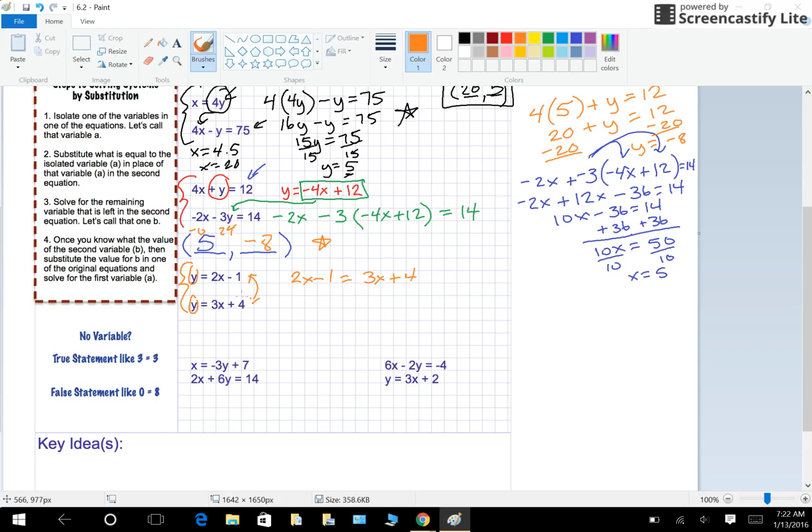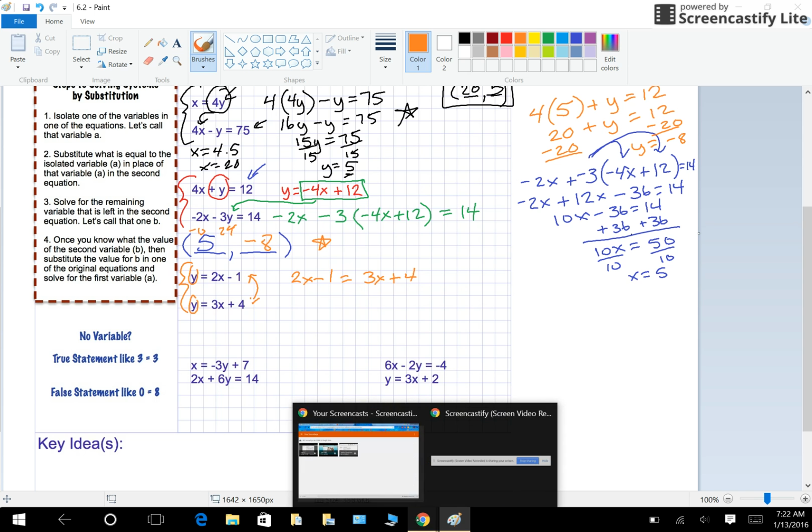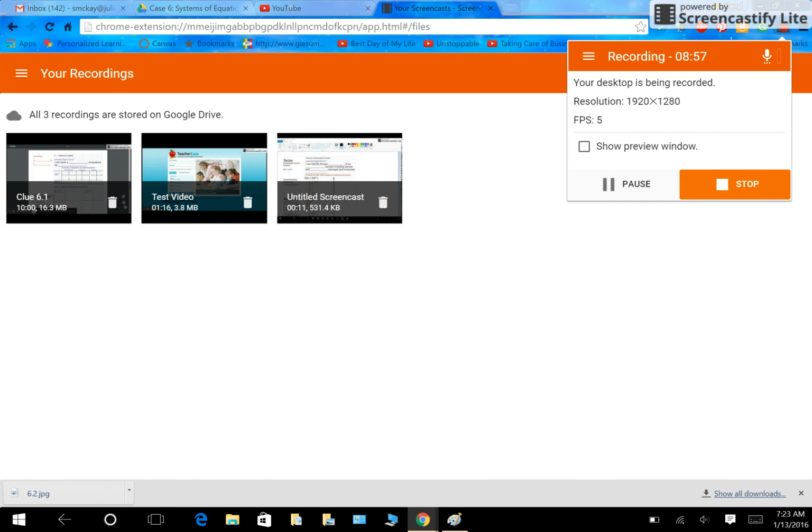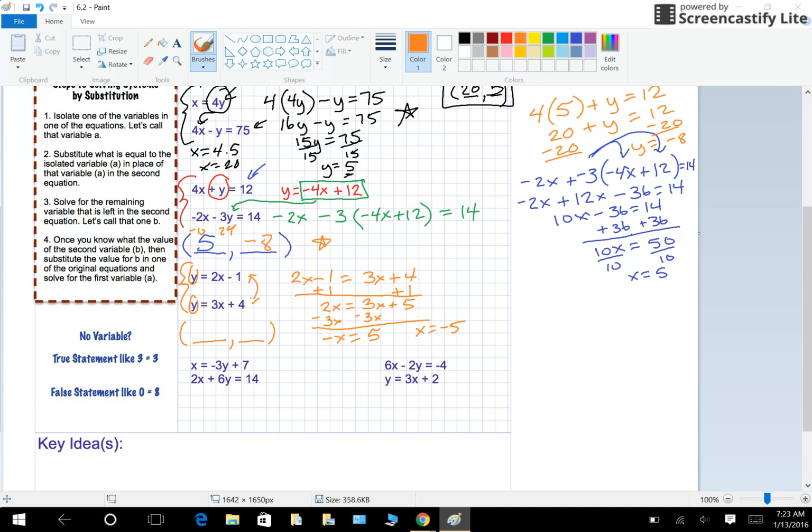I basically have substituted one value of y in place of the other y. So 2x minus 1 equals 3x plus 4. Go ahead and solve that. See what you find the answer is for x. And I did my work, and I found out that x equals negative 5.